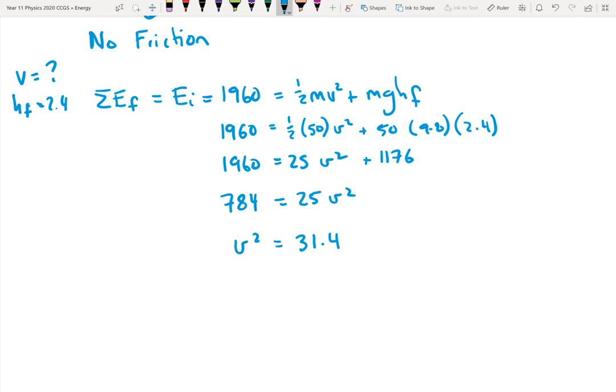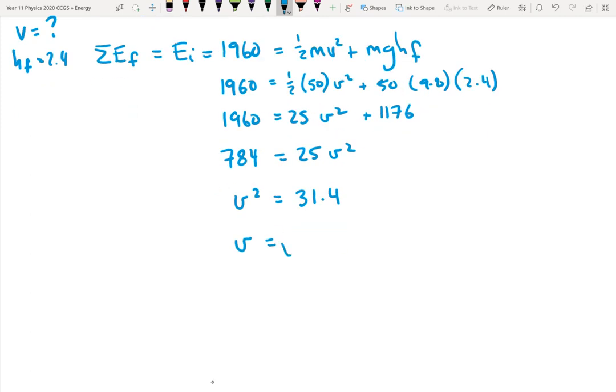31.4. And then lastly, could you please take the square root of that? 28 on 5... 43.7? No. 28.5... Evaluate it numerically, please. Thank you. 5.6 meters per second.